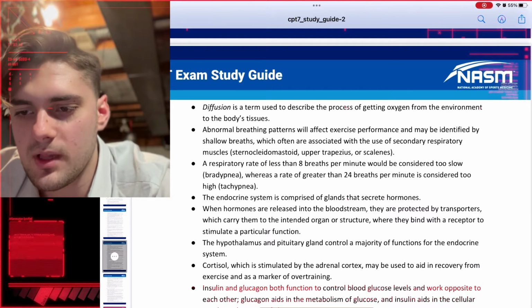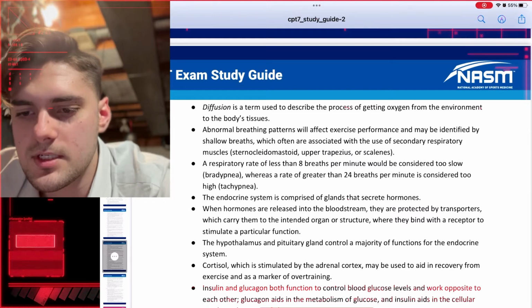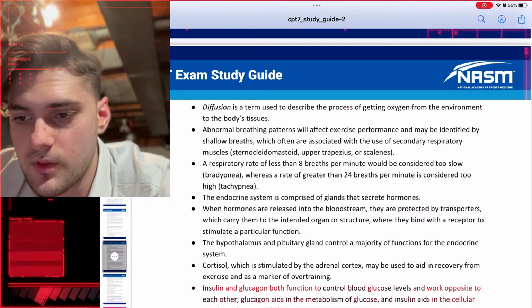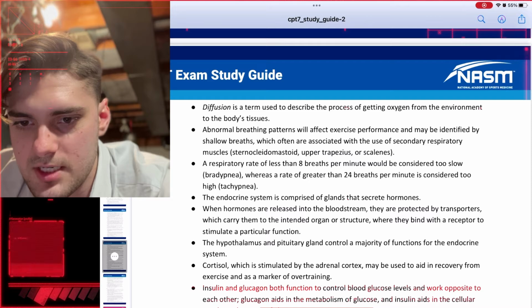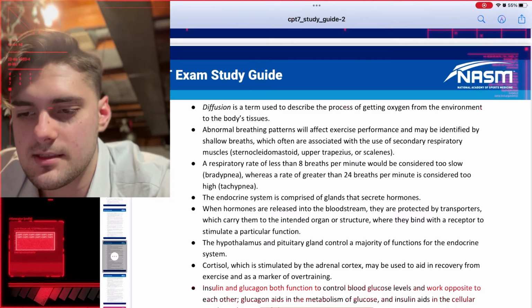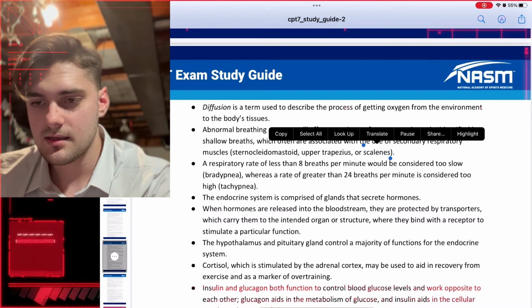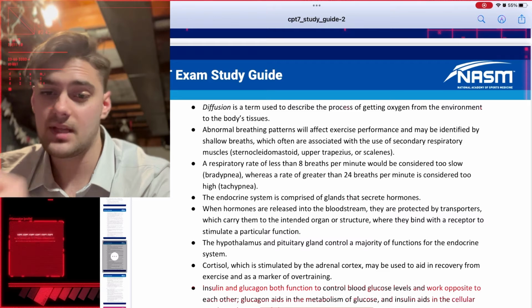Abnormal breathing patterns will affect exercise performance and may be identified by shallow breaths, which often are associated with the use of secondary respiration muscles, the sternocleidomastoid, upper trapezius, and scalenus. Oh, I've always wanted to know how to say that. Scalene. Scalene? I was wrong.